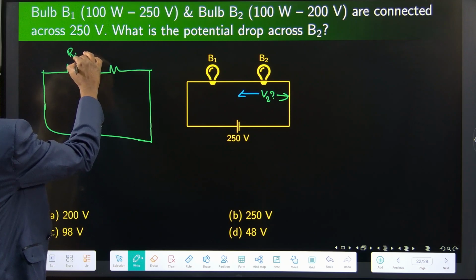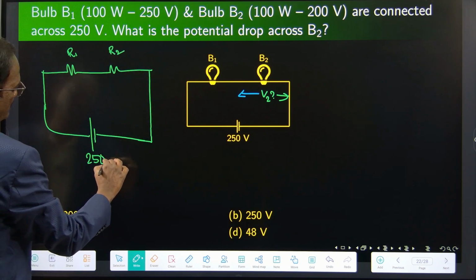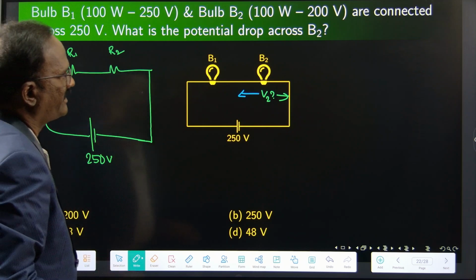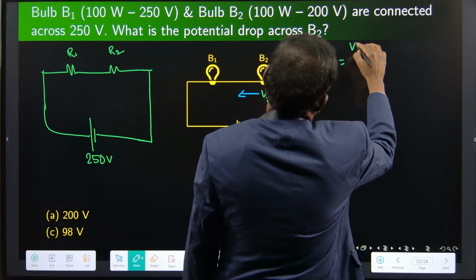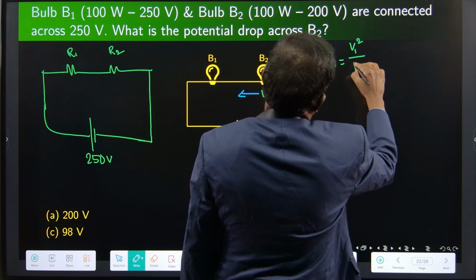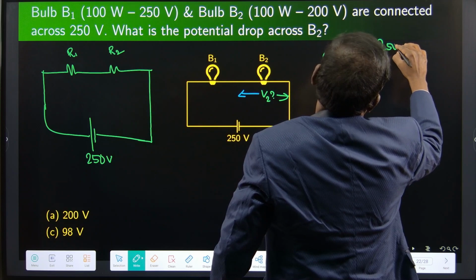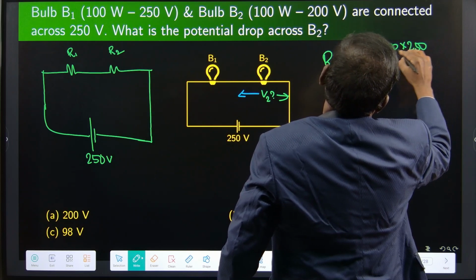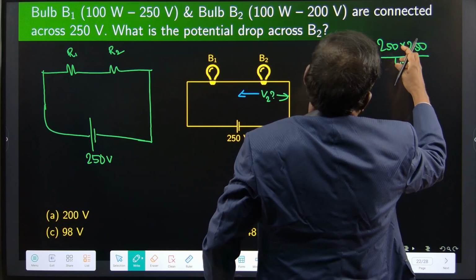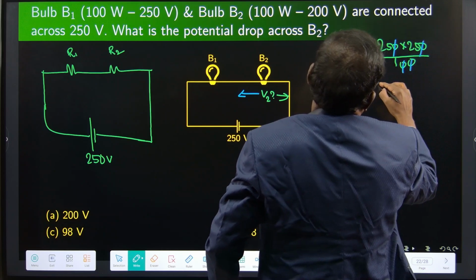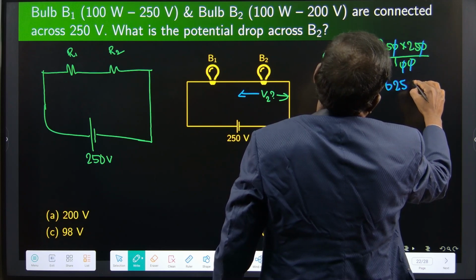This is the resistance of bulb 1, this is the resistance of bulb 2, 250 voltage. R1 we can find: R1 is equal to V1 square divided by P1. V1 is 250, so 250 into 250 divided by P1, which is 100. So this is 25 into 25, 625 ohms.